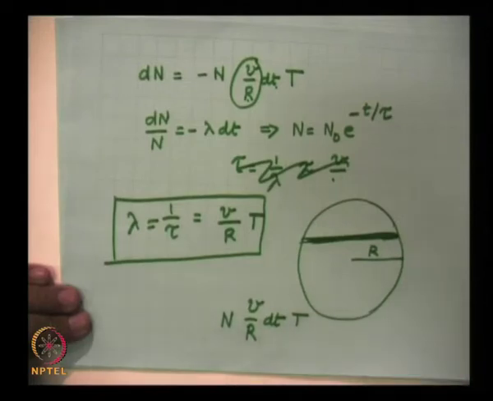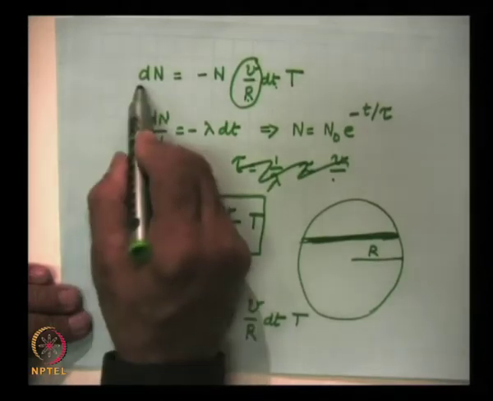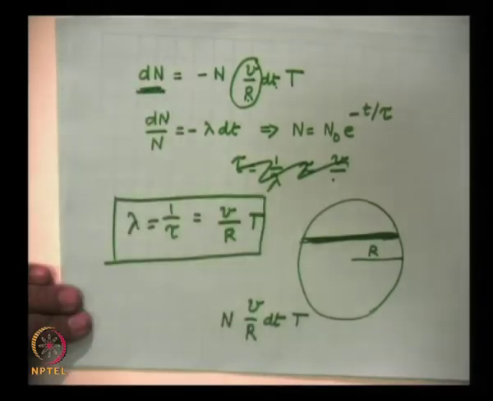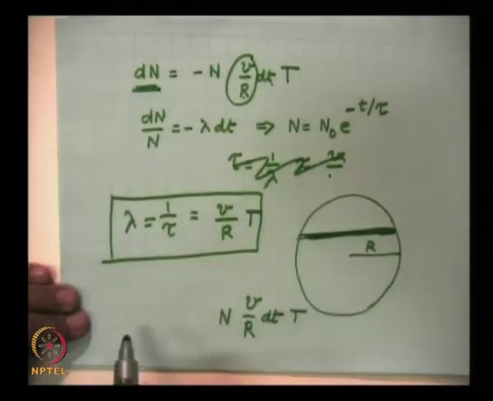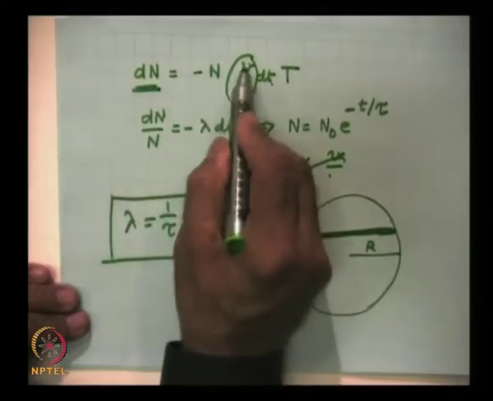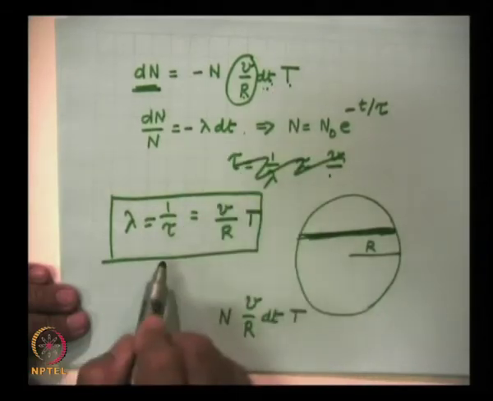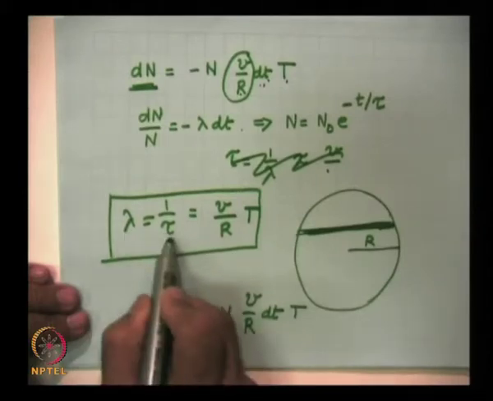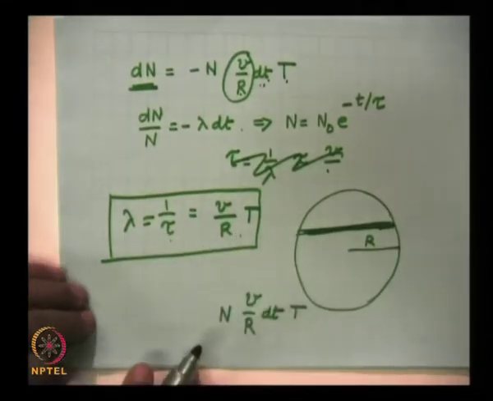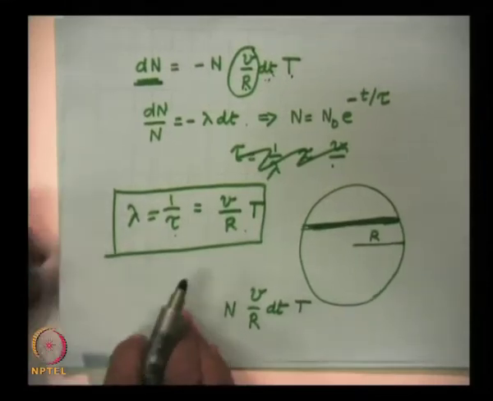Therefore the number of decays that take place, denoted by dn, and because n decreases there is a minus sign, is minus n V by R dt times t. If I write lambda equal to so much, then tau becomes 1 over lambda, so lambda is equal to 1 by tau is equal to V by R times t. So we now have an analytical expression for the lifetime.